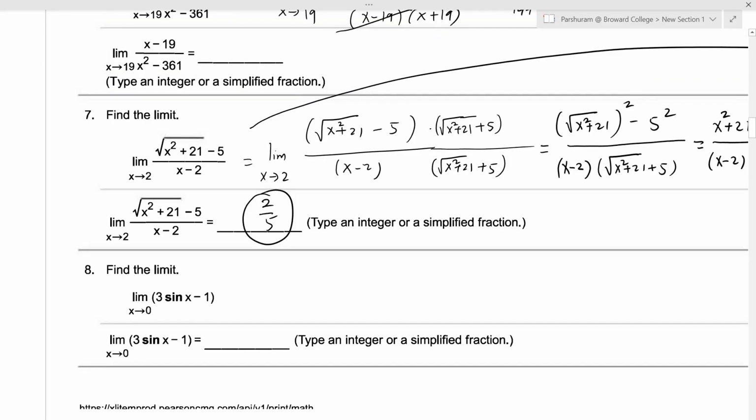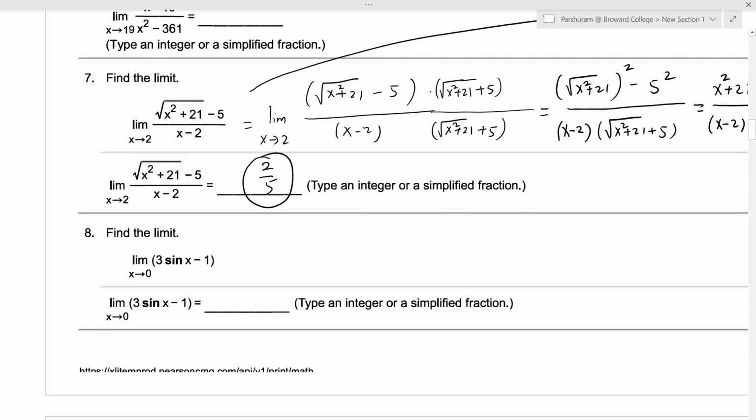Okay, so let's go to the next problem, problem 8. Before we do problem 8, we have to make sure that we know the limit of sine x when x approaches 0. If you remember the graph of sine x, it looks like this, and it just keeps going like this. So when x approaches 0, sine x approaches 0.